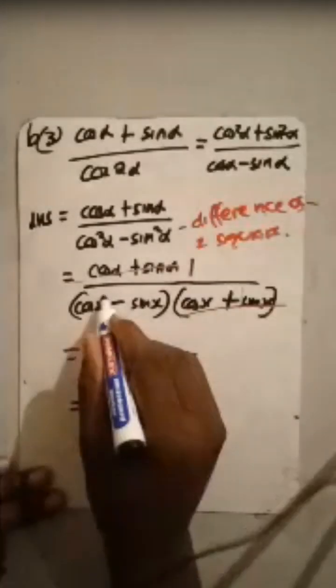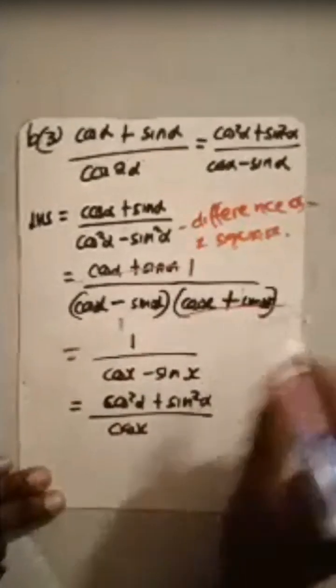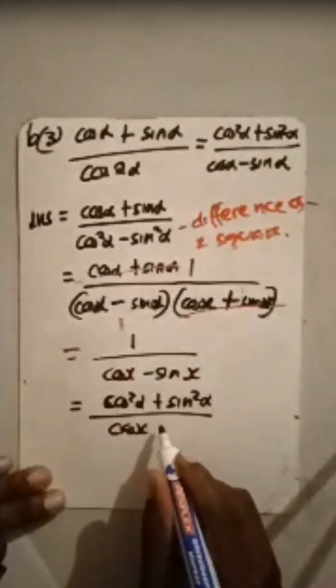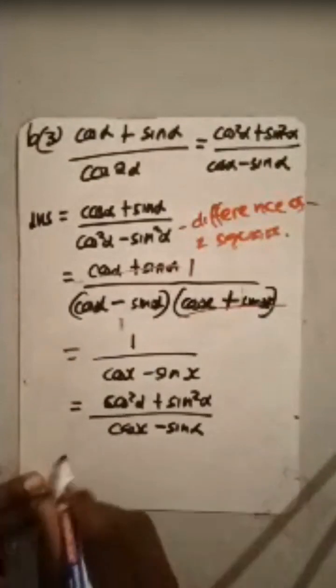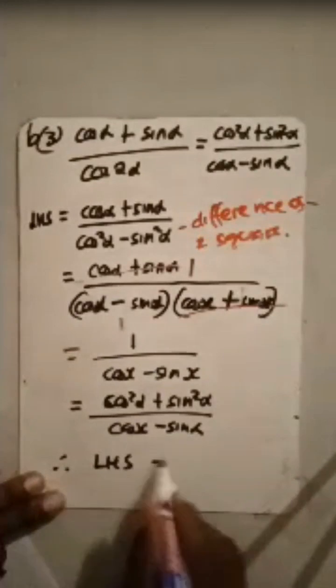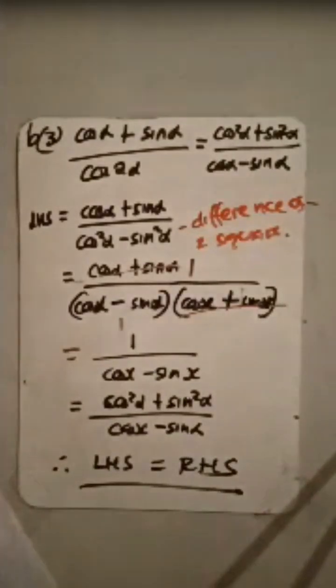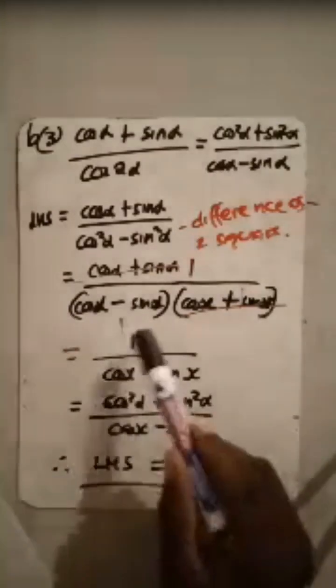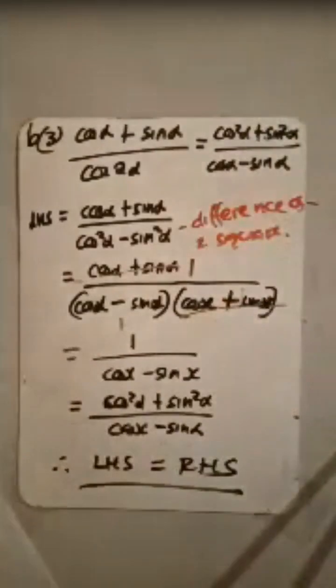Was it alpha? Oh, I was using x. Right, cos alpha minus sine alpha. Therefore, the left-hand side is equal to the right-hand side. That 1 is the same as that, from the square identity: cos squared alpha plus sine squared alpha is equal to 1.